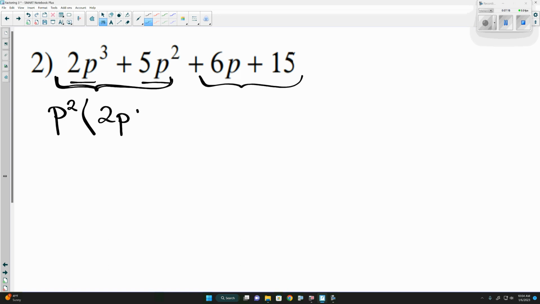Plus, we still have the 5 because I'm not factoring out a number. But if I factor p squared out of p squared, it factors out completely. So what I'm left with is p squared times 2p plus 5.